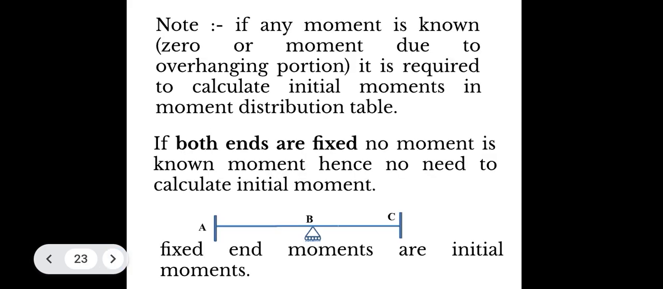Now here you must note that if any support is simple or overhanging, then the moment of that support is known to us, and therefore there is a step of initial moment. But if both ends are fixed, there is no initial moment. Fixed moments themselves are the initial moments.